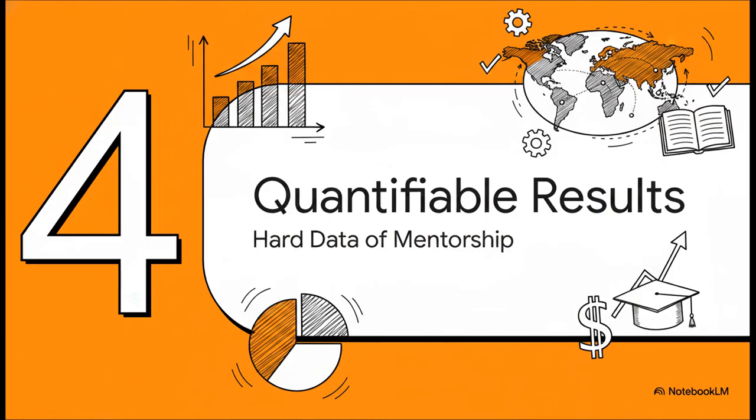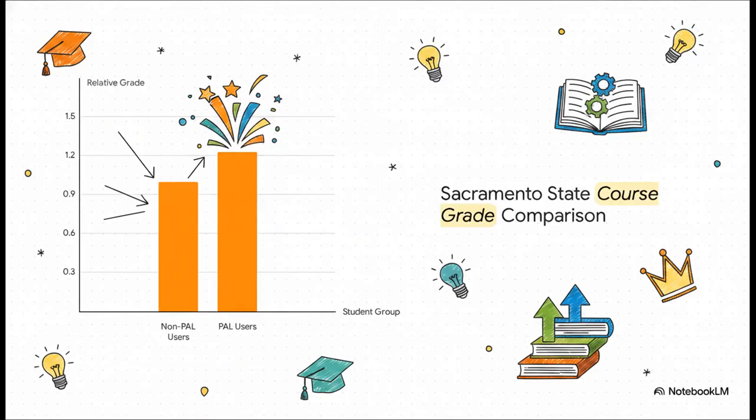Let's move to Section 4 and see how this builds. Quantifiable results and global impact, or the hard data of peer mentorship. We've talked a lot about the what and the how, but let's look at the ROI, because we know institutions care deeply about those hard numbers.